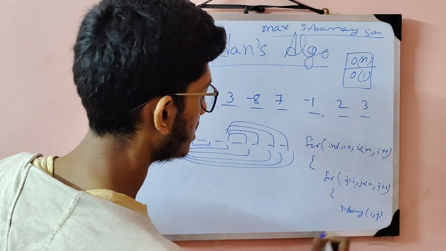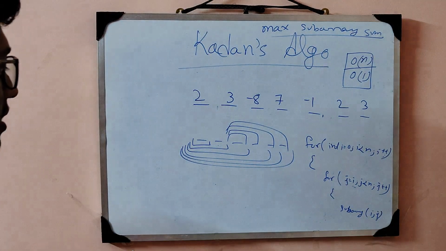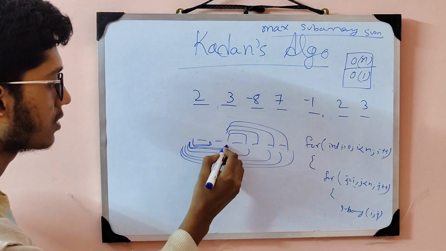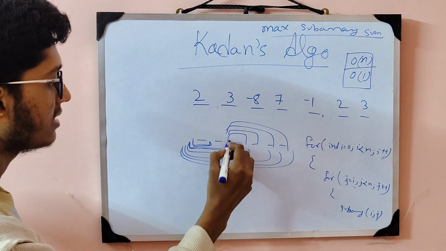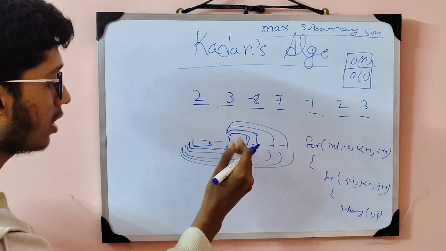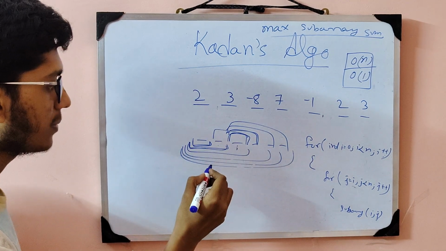Subarray will be i to j. My subarray will be from i to j. For the first time, this subarray will be considered. For the next time, this subarray will be considered. When I am here, this subarray will be considered, then this subarray will be considered. We are not going backwards. Why are we not going backwards?